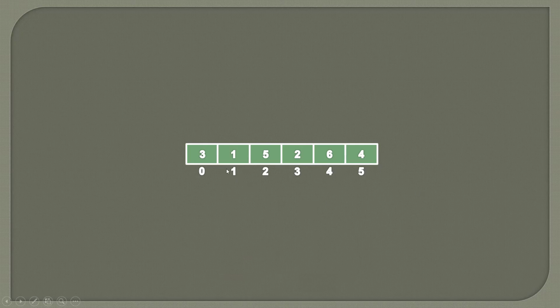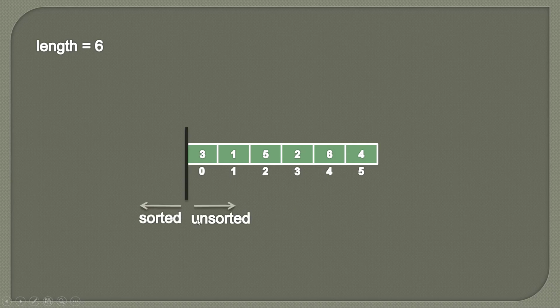So let's suppose we are given this array having 6 elements indexed from 0 to 5 and they are unsorted. So let's say we want to sort them in ascending order. Here the length of this array is 6. So the first step we do is we divide this array into two parts, sorted and unsorted part. Initially all the elements are unsorted. Therefore the sorted part has no elements and the unsorted part has all the elements.